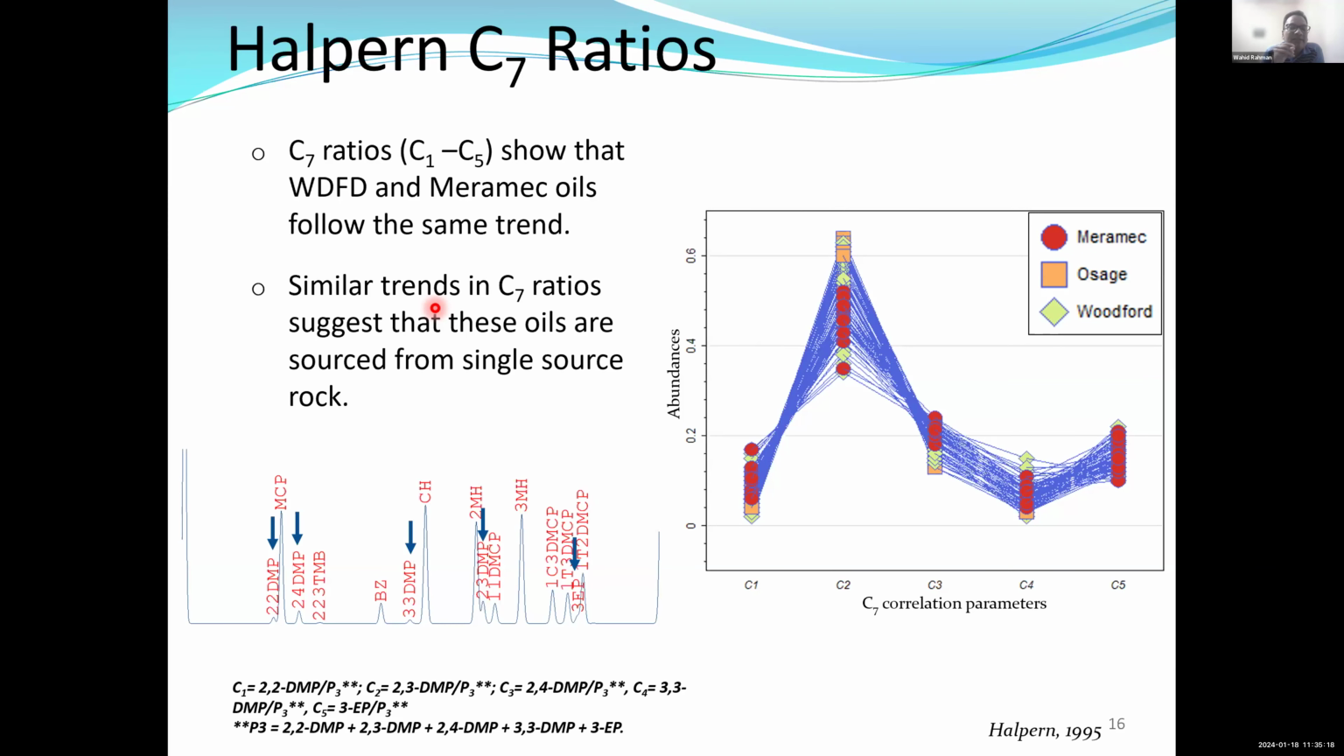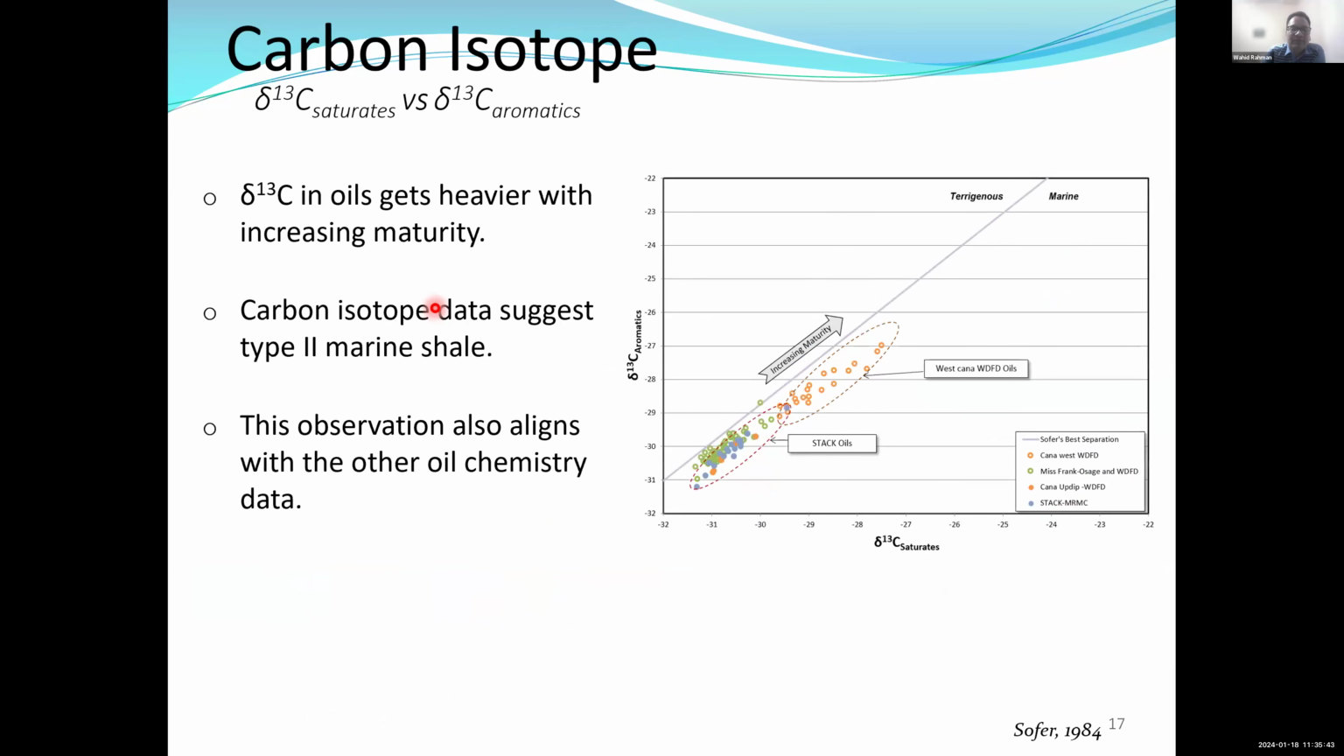So these are not what he called the C1 to C5 ratios, but these are C7 components. Everybody has the C7 component in it, so they show a similar pattern. This similar pattern indicates that the Osage, Woodford, and Meramec hydrocarbons we find nowadays are all coming from the same source. If I put in a hydrocarbon from a different basin, like the Ghawar field in Saudi Arabia, it's going to have a different pattern. So this is how we first justify that the oil is coming from the same source.